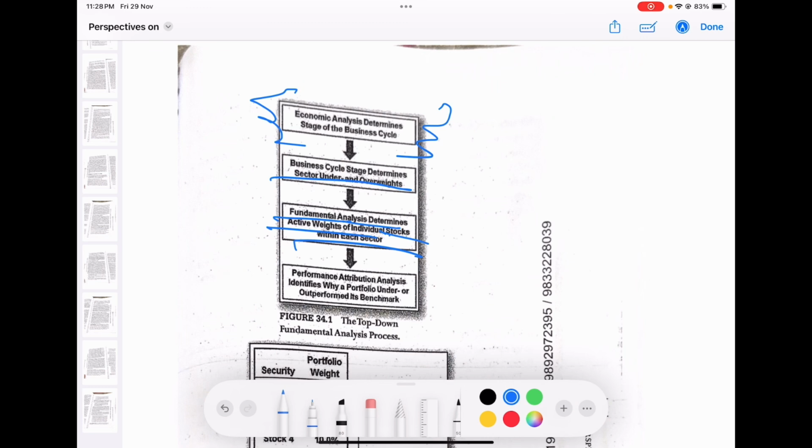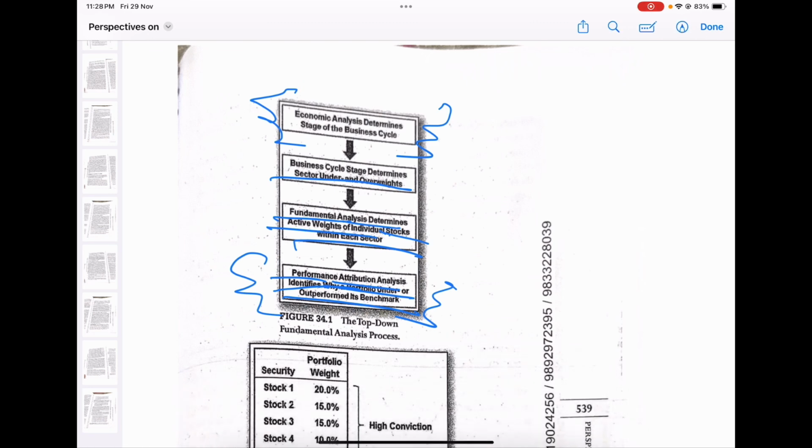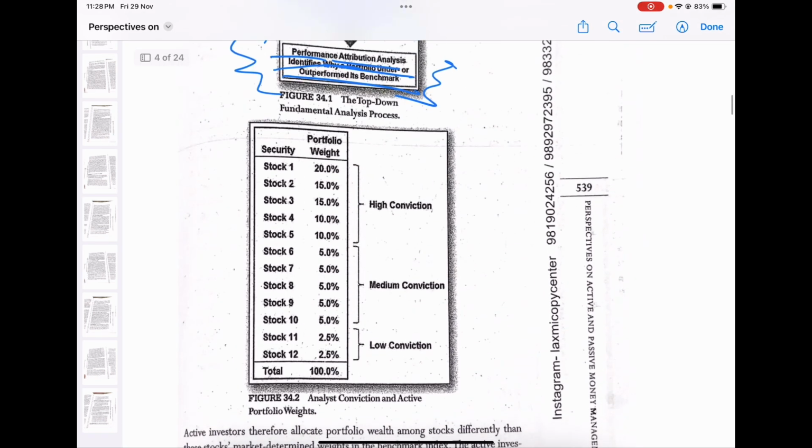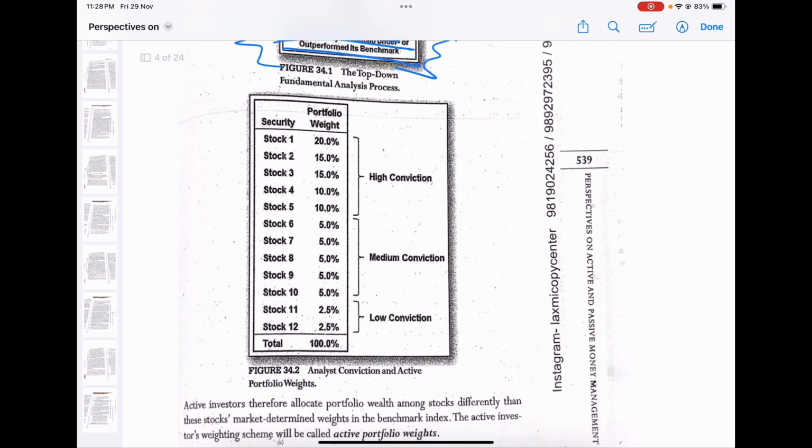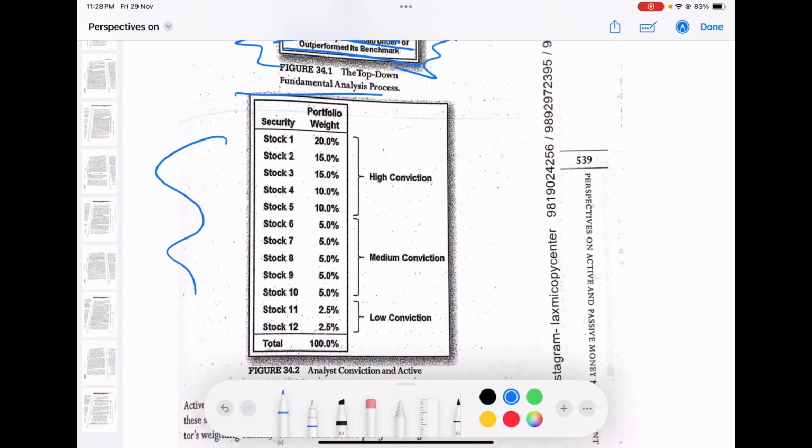When you're done with shortlisting the sectors, then you go into the sector and see which particular stock is outperforming inside that sector. Performance attribution analysis identifies why a portfolio underperformed its benchmark. So, obviously, you can know why a particular portfolio has underperformed its benchmark and so on. So when you do the top-down analysis and have shortlisted the particular stocks, you then give them particular portfolio weights.